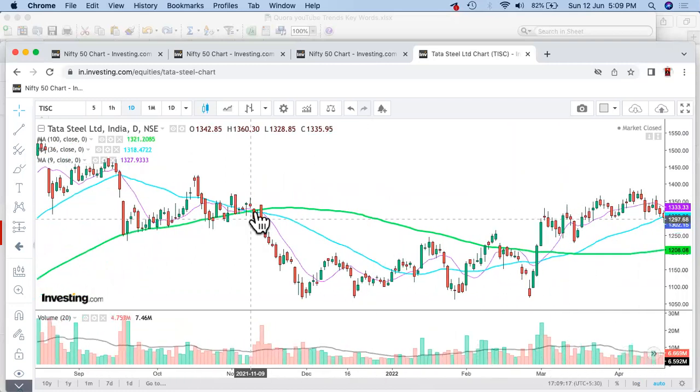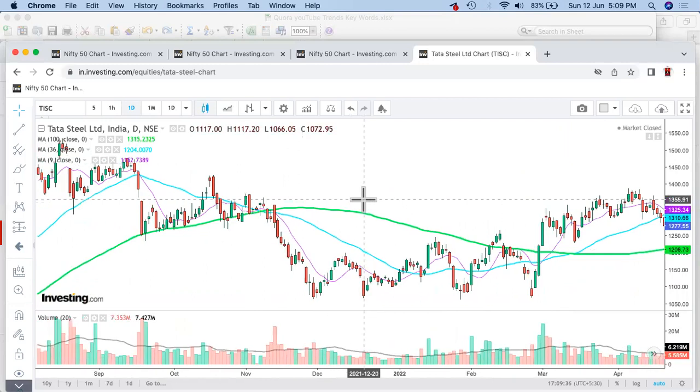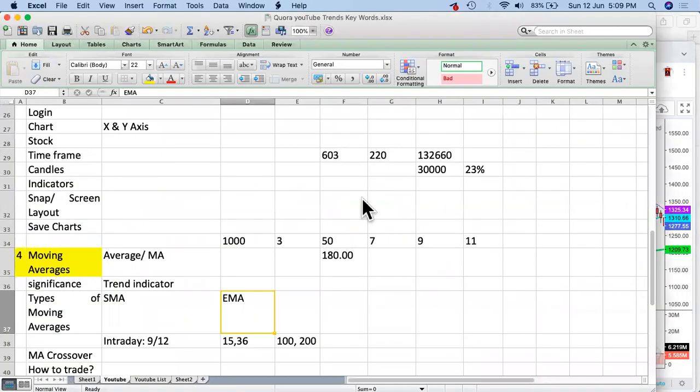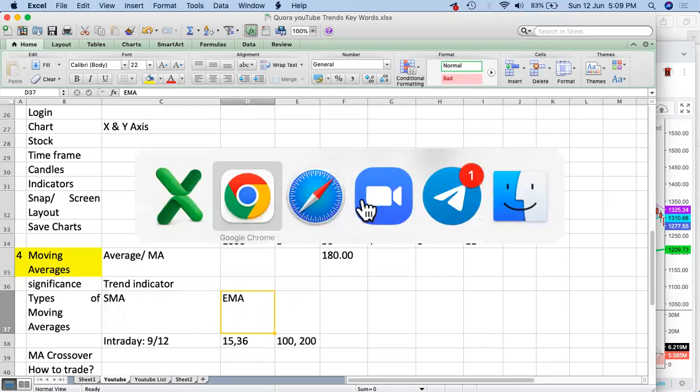So probably at this crossover I can trade, or probably when it starts moving down I can move out of the trade, right? So that was about moving average. We saw simple moving average. This was all on the basis of simple moving average. Let's see what is exponential moving average.